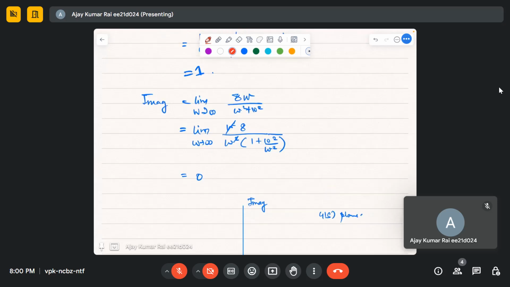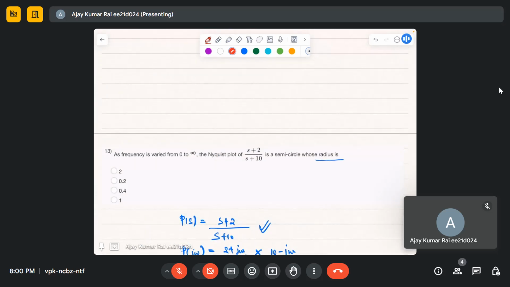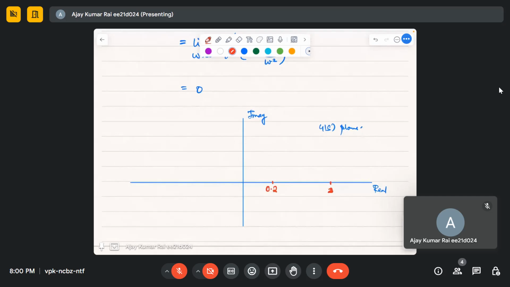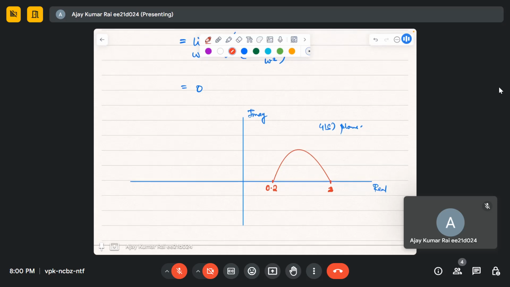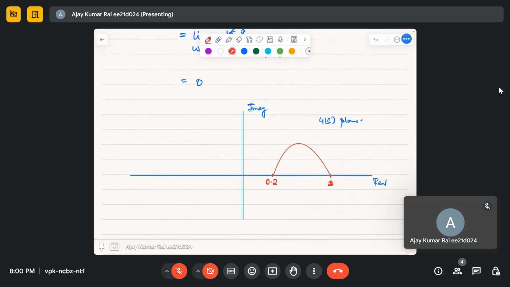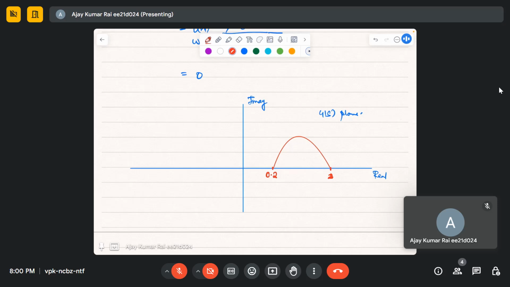Already in the question they have said it's a semicircle. So how will the semicircle look like? It's not looking like a semicircle. At least this is a semicircle. And we wanted to find out the radius. So let's first finish this question. Additionally, we'll see the points.